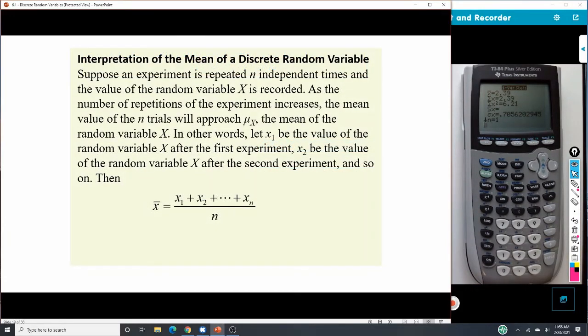All right. And so here, what that means, as we look at the independent times and the value is recorded, as the number of repetitions increases, the value will approach whatever our mean is for our population. So our sample will start getting closer and closer to our population. So you're going to have some questions that ask about the difference between X bar and mu sub X, which is our two means. And the bigger they get, the closer to 0 they're going to get.